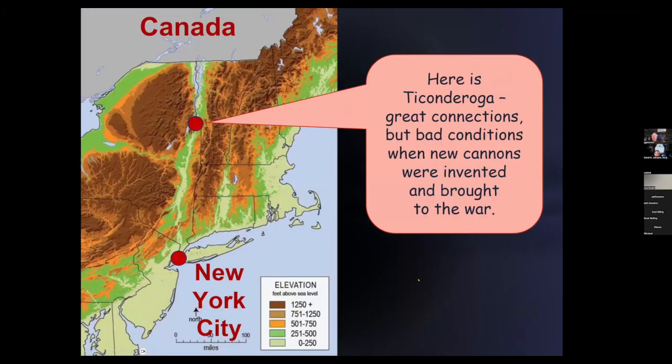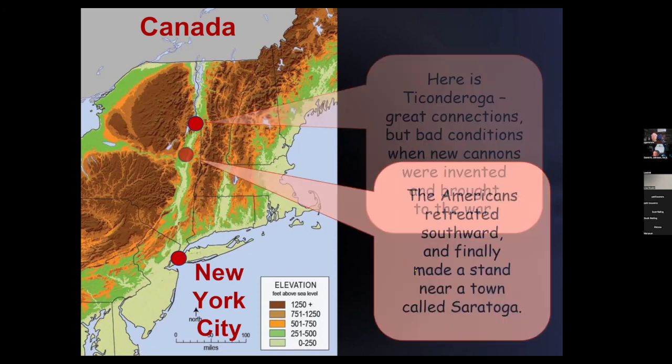So that's Ticonderoga. It had great connections, located in the only way that you could go north and south from Canada down into New York City. And that is the only direct way. But it had really bad conditions when new cannons were invented and brought into this war.